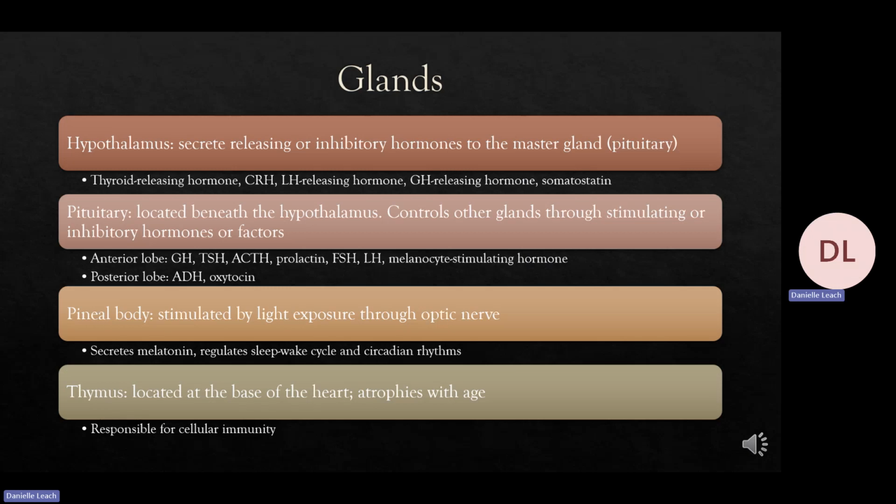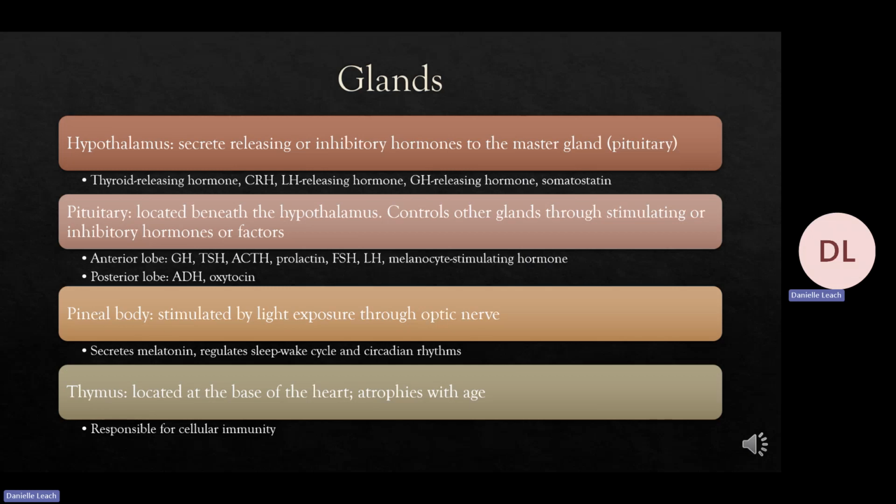Then we have the pituitary gland. The pituitary gland is also called the master gland, and it's located beneath the hypothalamus in the base of the brain. This gland controls other glands through stimulating hormones or inhibitory factors that turn the target glands on or off. The pituitary gland does have two main lobes.